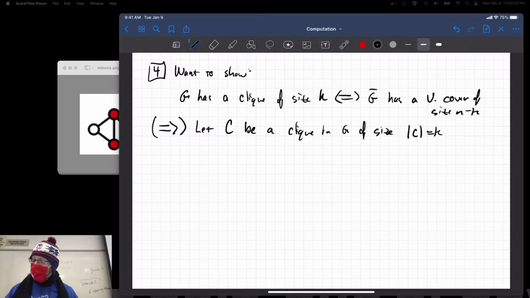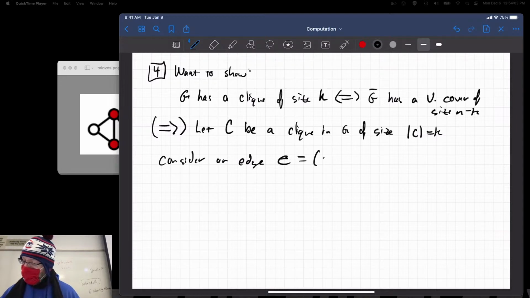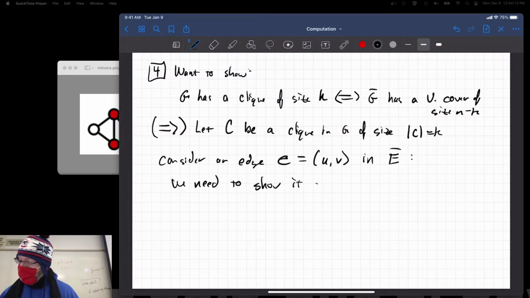All right. So all I need to do is show, for this part, from this premise that I've got this clique, I now need to observe everything that's not in it in the complement graph. Okay. So consider an edge e equals (u, v) in E complement. We need to show it is covered by some vertex.